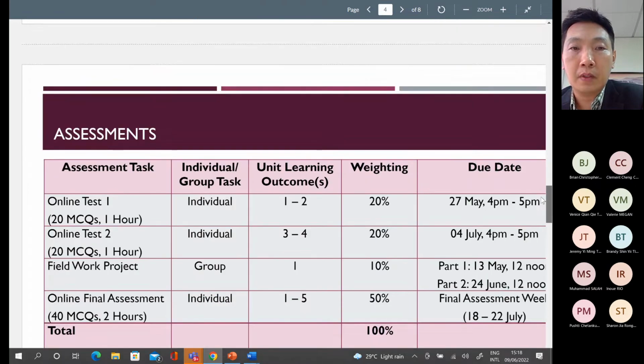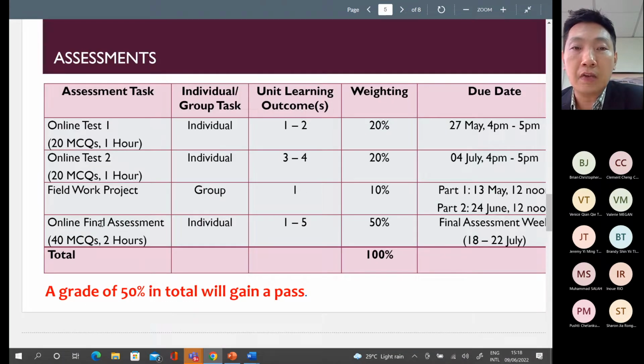Okay. So the online final assessment consists of 40 multiple choice questions. The duration of the assessment is 2 hours, and the weighting is 50%. The date for the final assessment will be confirmed soon.